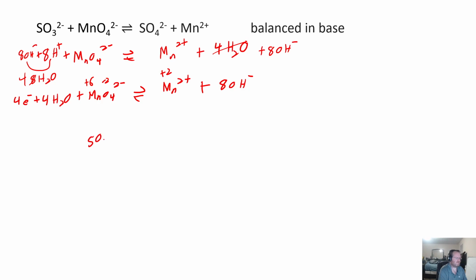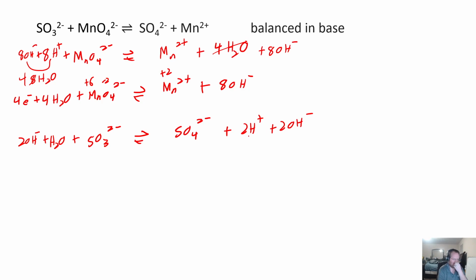So now we have SO3 2- goes to SO4 2-. Here we have 1 difference in oxygen. The sulfurs are the same, so I'm going to have to add a water on the left. Then I need to balance the hydrogens, and so that's going to be 2 H+. And then I need to deal with the fact that I'm in base, so I shouldn't have H+ on its own, so I'm going to add 2 hydroxides over here, and I'm going to add 2 over here.